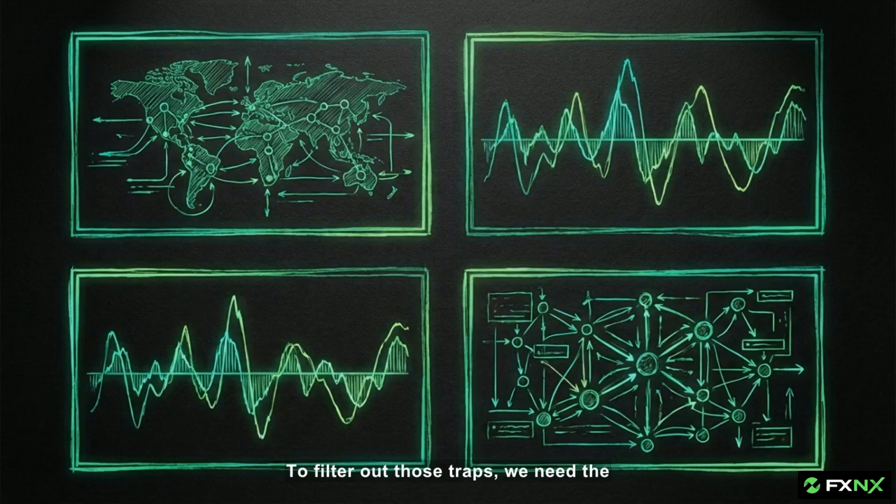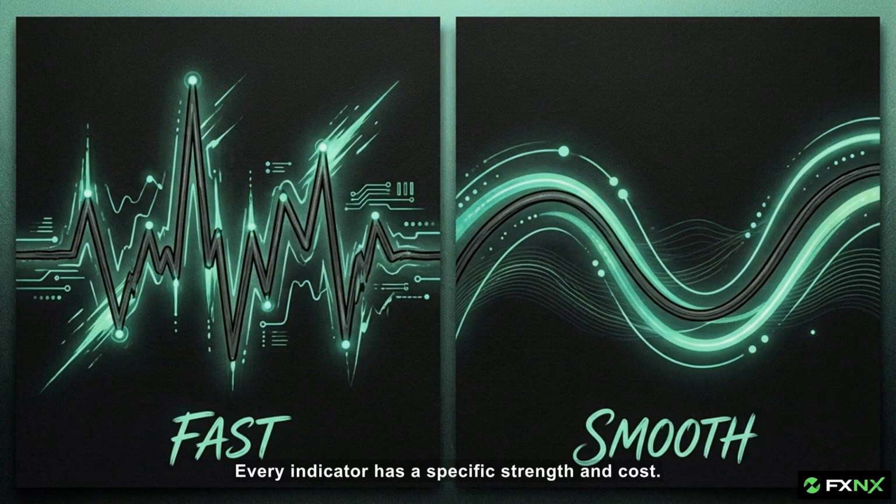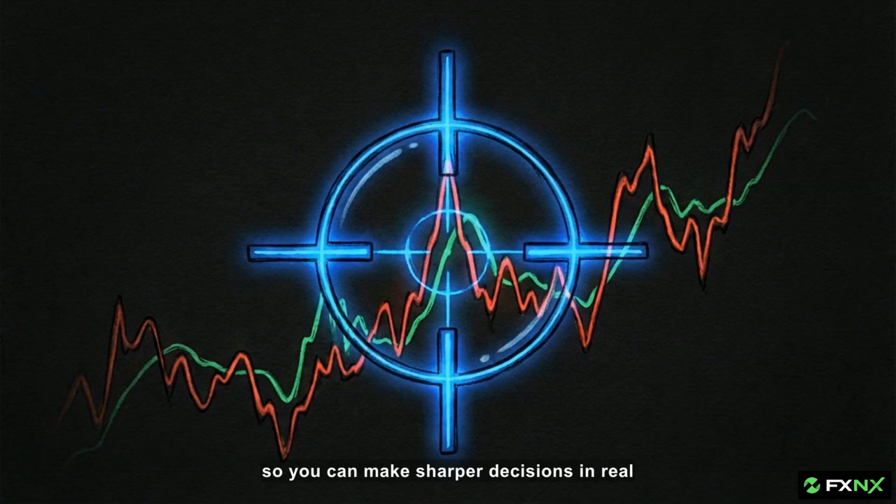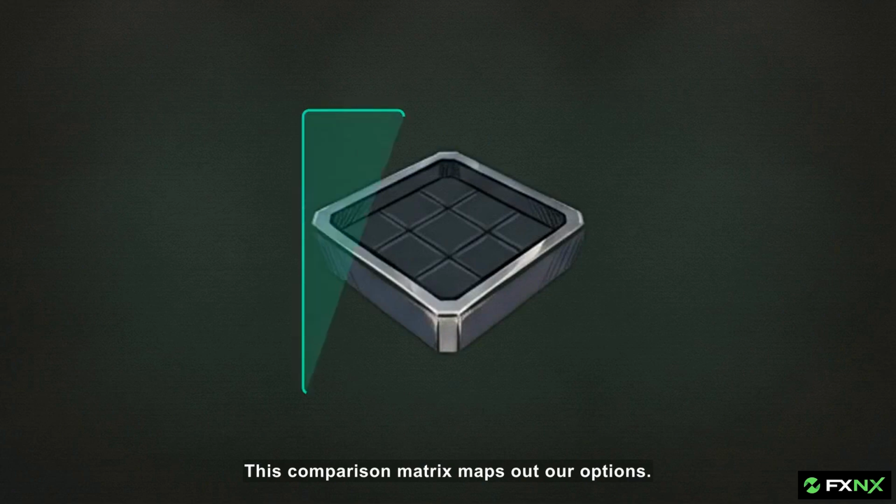To filter out those traps, we need the right tools. We're going to compare the top 4 volume indicators designed for ultra-short-term scalping. We aren't looking for a magic bullet. Every indicator has a specific strength and cost. Our goal is to weigh those trade-offs so you can make sharper decisions in real time. This comparison matrix maps out our options.